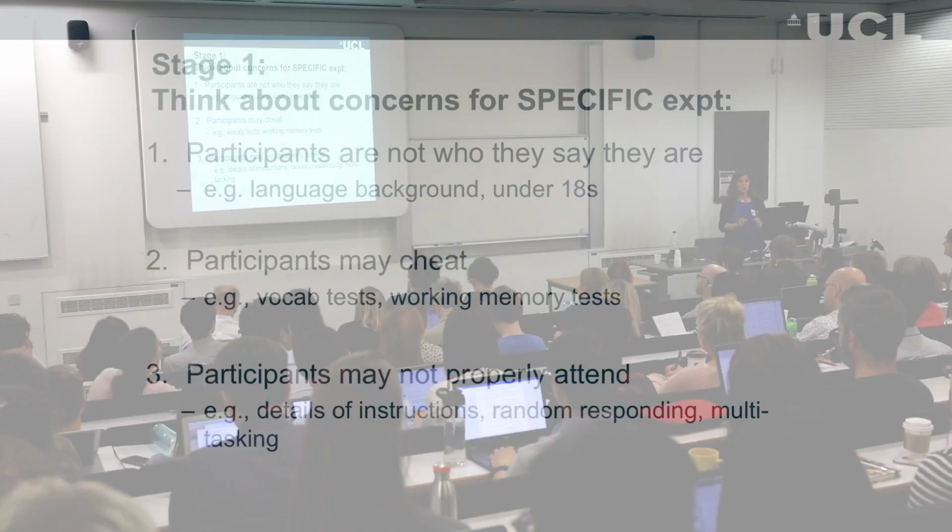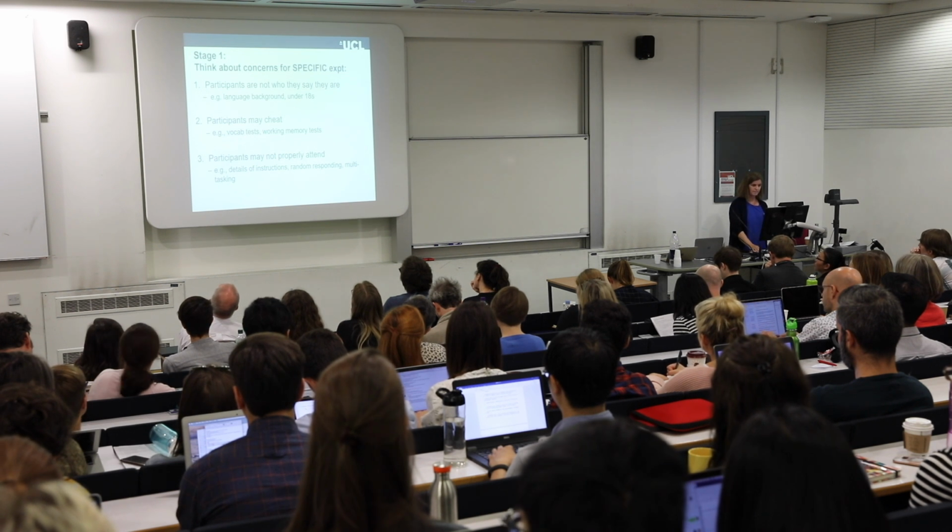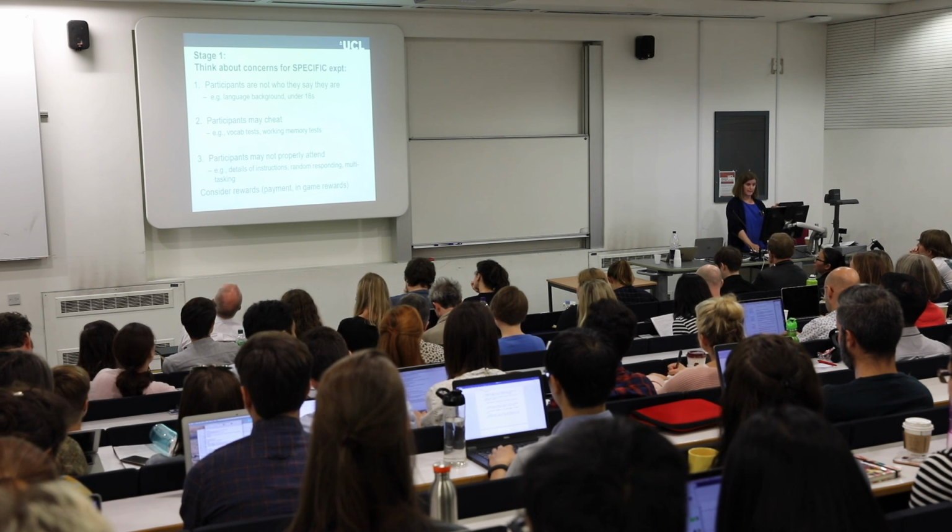But we need to think about, what are we worried about? Are we worried that they didn't attend to the instructions, so they're doing a slightly different task to what I thought they were? Am I worried that they're hitting random buttons? Am I worried that they're multitasking and they're texting their friend or looking at cat pictures online? What exactly is it that I'm worried about? So that's the first thing. Think about what you're worried about.